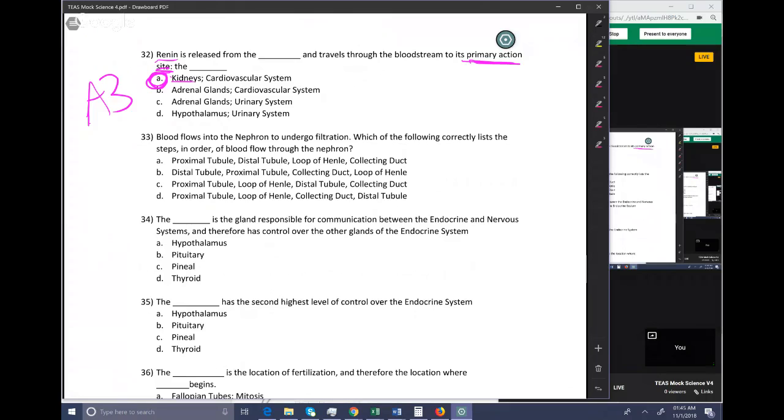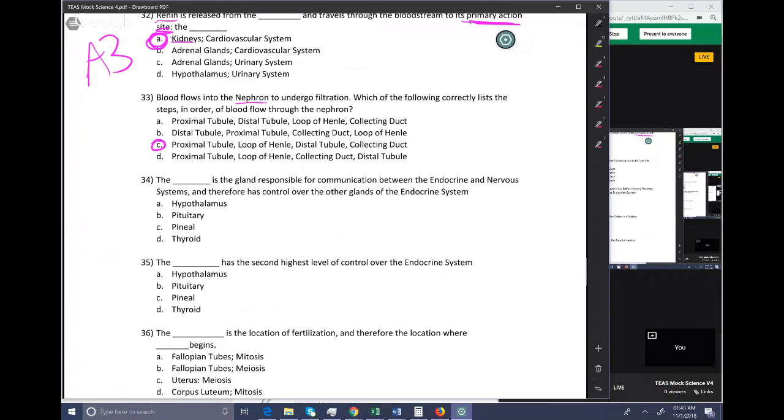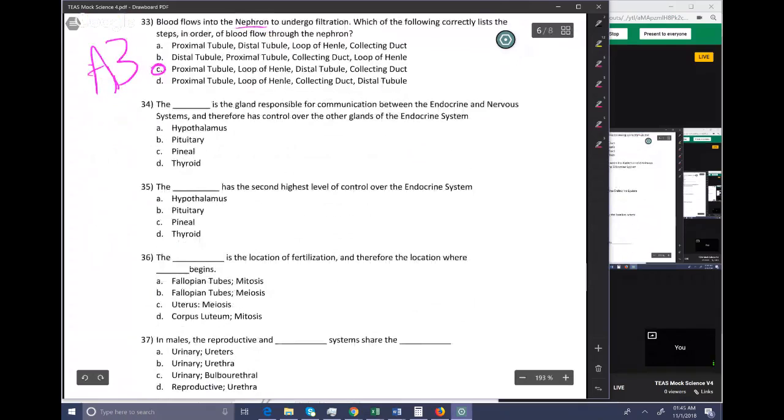33 is the blood flow order through the nephron. You've answered this 100 times, and that is C. Proximal, loop, distal, and collecting. That is from Anatomy 3 also. I basically just made this test into perfect order for the classes, which is not necessarily a bad thing now that I think about it.